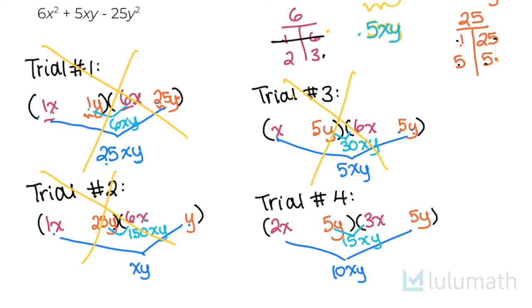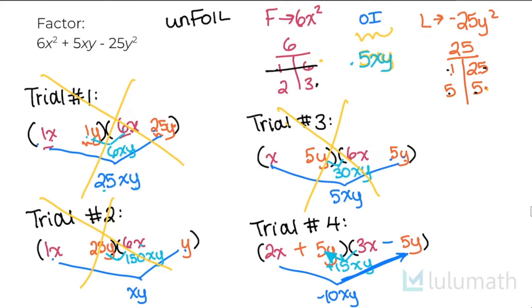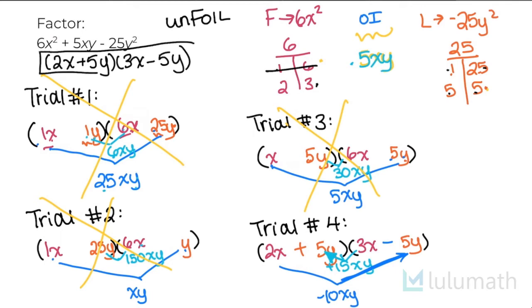And I can get a 5xy from that if my 15xy is positive and my 10xy is negative. Well, if 15xy is positive, then that tells us that this 5y here has to be positive. And if this 10xy here is negative, that tells us that this 5y right here has to be negative, which makes our final answer for this expression to be factored as 2x plus 5y multiplied by 3x minus 5y. So this is our final answer.